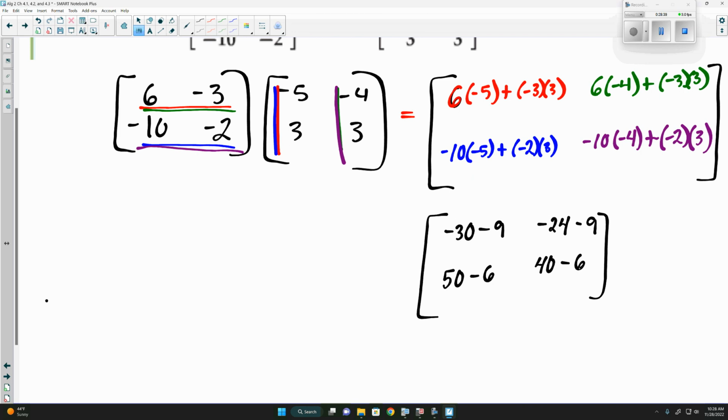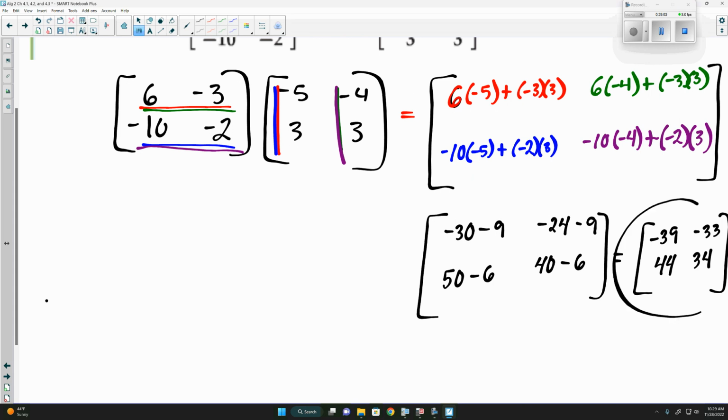And lastly, we just need to simplify this here. You can write it underneath or out to the side, either one. -30 minus 9 is going to be -39. -24 minus 9 is going to be -33. 50 minus 6 is 44. And 40 minus 6 is 34. That's it. Questions on this here?